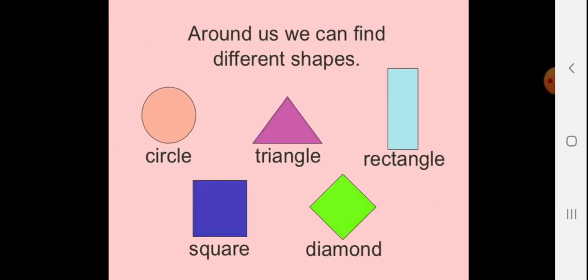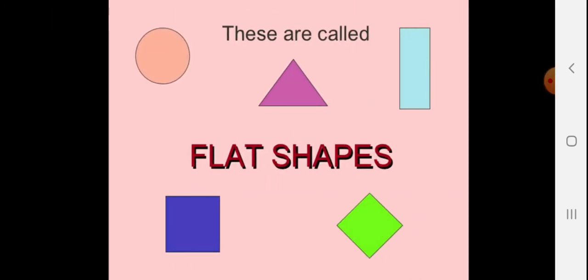Now around us we can find different shapes. Like a cricket ground is in the shape of a circle, triangle, you might have eaten some crispy wafers in the form of a triangle, rectangle. Our home living rooms are generally in the form of a rectangle, square. You might have seen cubes and cuboids, and the diamond, that is the shape of shakarpara. These are called flat shapes because they are flat. That means they don't have any 3D structure at present.